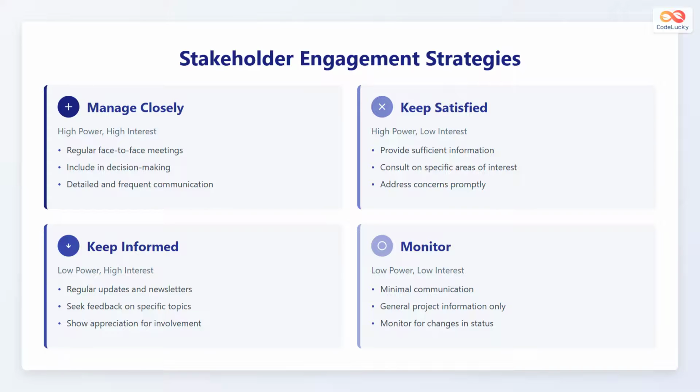For those with low power but high interest, keep them informed through regular updates and newsletters, seek feedback on specific topics, and show appreciation for their involvement. Lastly, for stakeholders with low power and low interest, simply monitor them, providing minimal communication and general project information only, while keeping an eye out for any changes in their status.